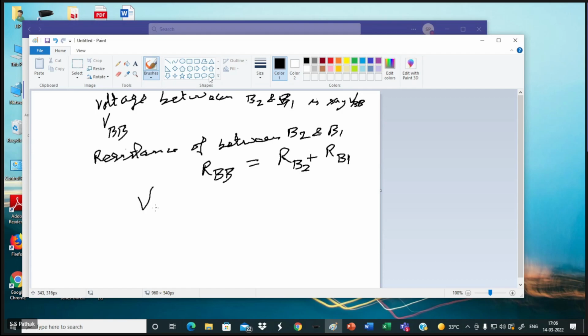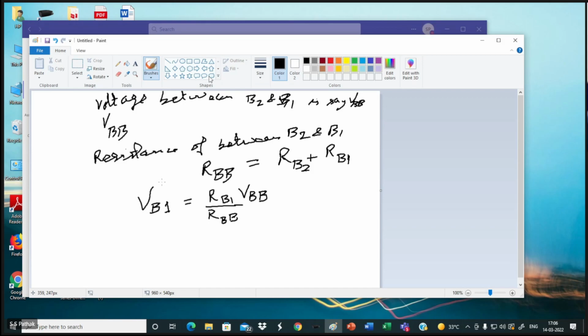So what is my VB1? Because B1 is going to the ground through some resistance, biasing and all that. So VB1 would be how much? You already know the potential divider circuit. RB1 by RBB, this series combination, into VBB. Okay, now I am putting a bias, putting a trigger at VE.